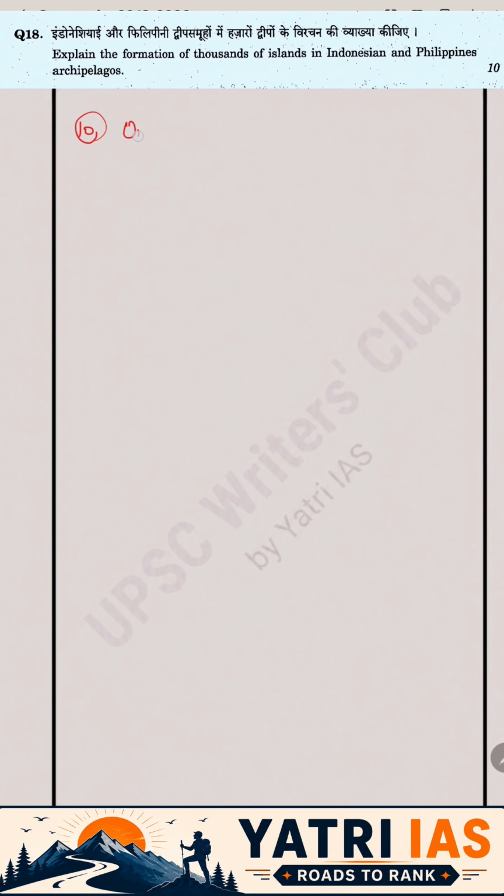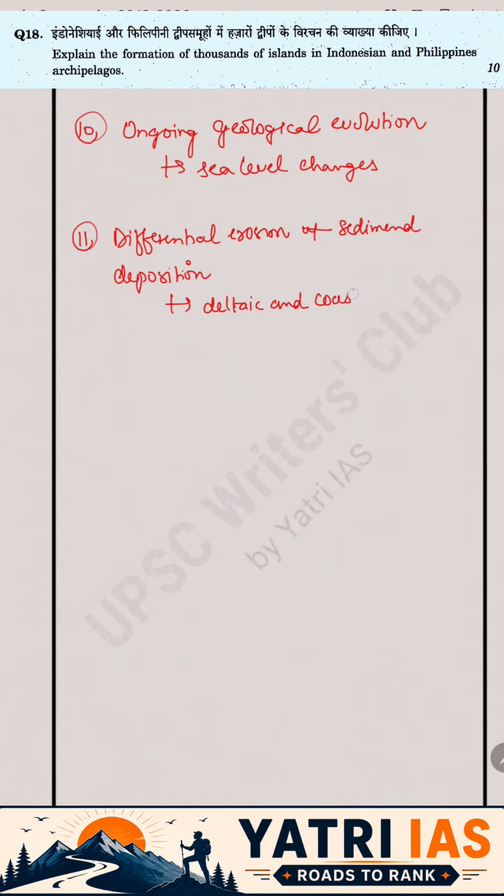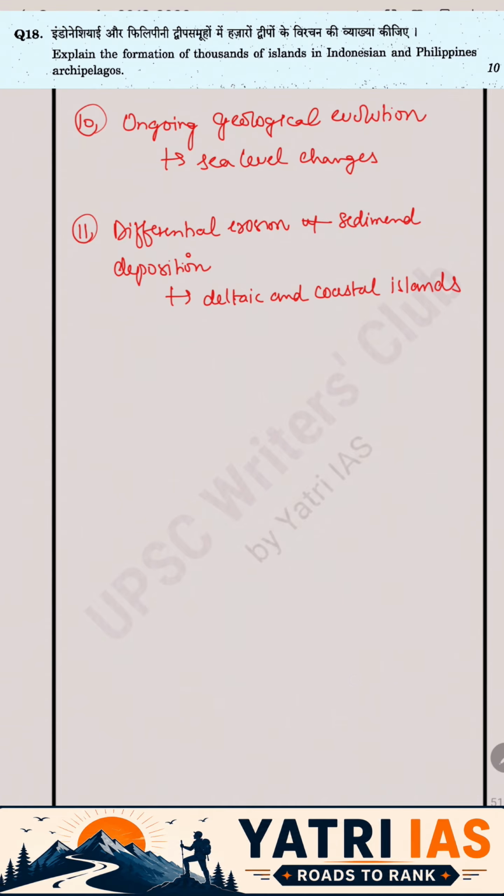Then you will mention the ongoing geological evolution is another reason for sea level changes and creation of archipelagos. And last but not the least, you will mention differential erosion and sediment deposition, also one of the reasons for the formation of deltaic and coastal islands. So you will mention all these points to validate your answer.